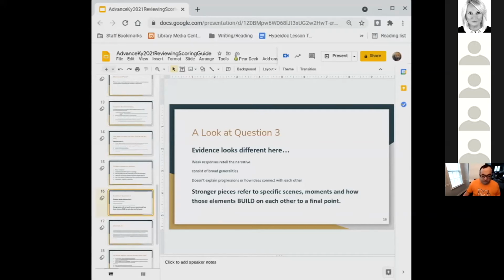Yeah, your evidence can be a scene you remember exceptionally well, and you detail that.